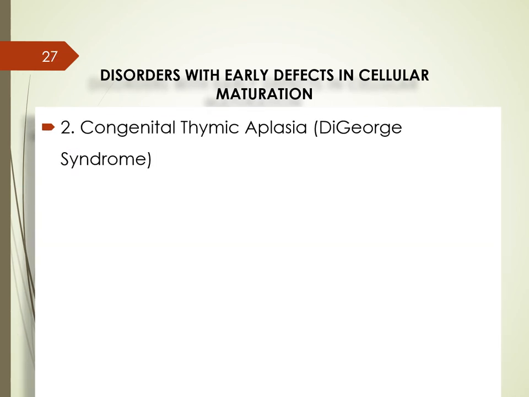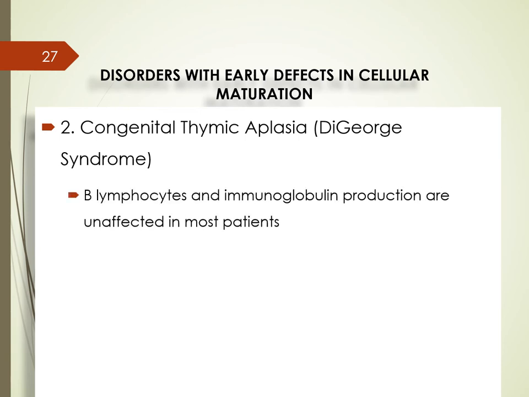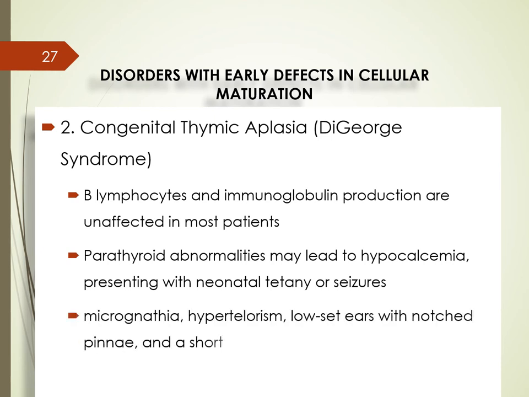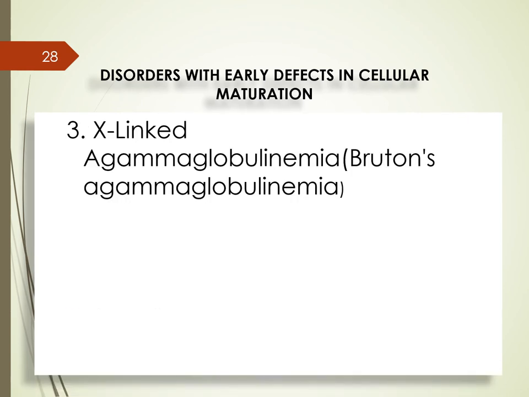Next would be your congenital thymic aplasia, or what we call your DiGeorge syndrome. In your DiGeorge syndrome, your B lymphocytes and immunoglobulin production are unaffected in most patients, but there will be parathyroid abnormalities which can lead to hypocalcemia, presenting with neonatal tetany or seizures. Manifestations of your DiGeorge syndrome would be micrognathia, hypertelorism, low-set ears with notched pinnae, and a short philtrum. That's the manifestation of your DiGeorge.